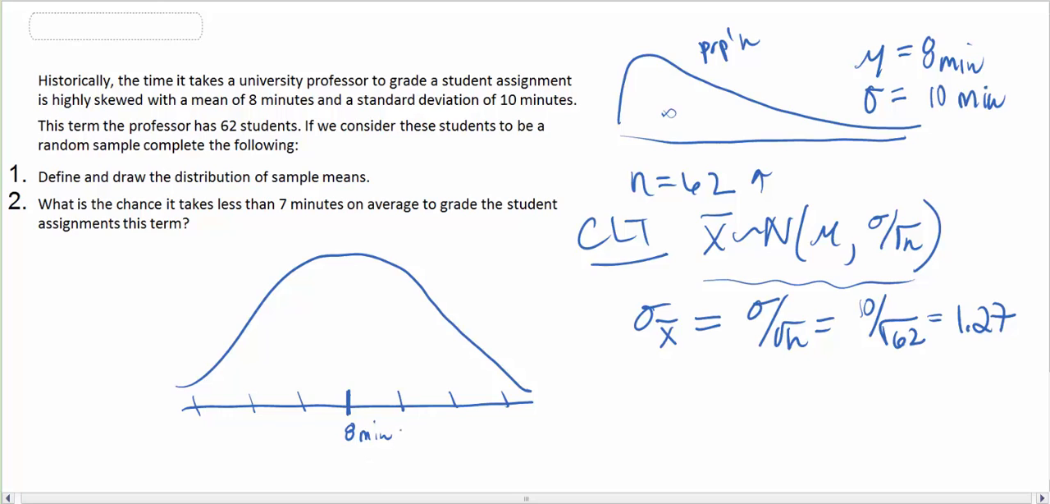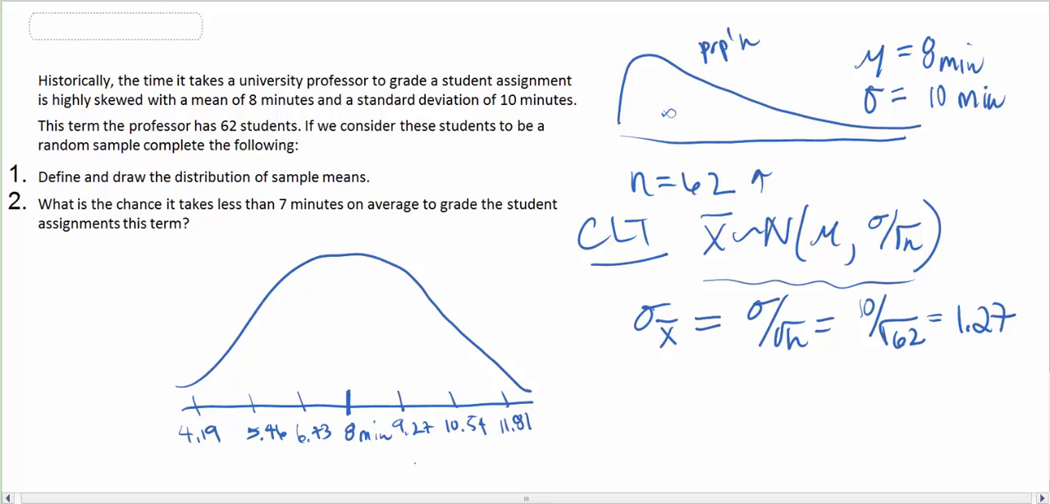So we have a mean of 8. One standard deviation up from the mean will be 9.27. 2 standard deviations is 10.54. 3 standard deviations is 11.81. 1 standard deviation down will be 6.73. 2 standard deviations down is 5.46. And 3 standard deviations down is 4.19.